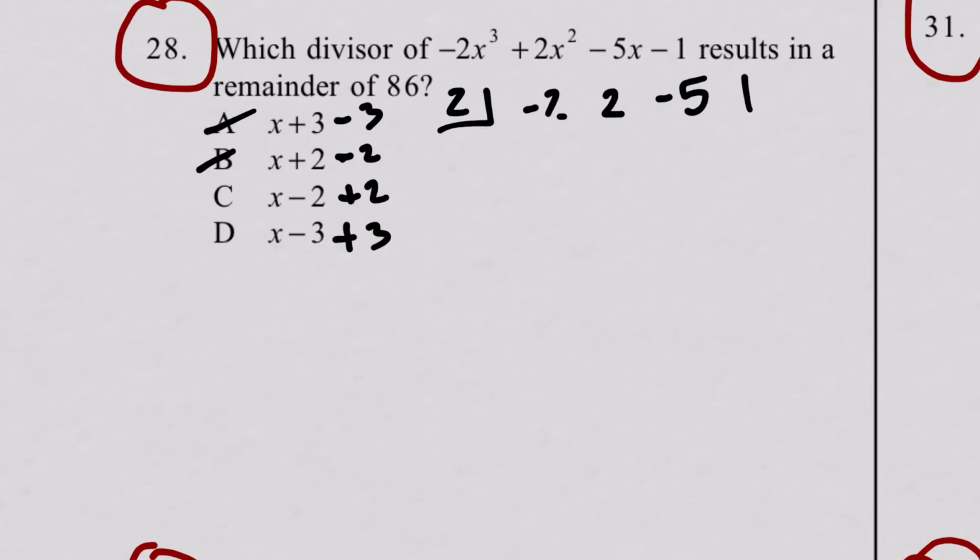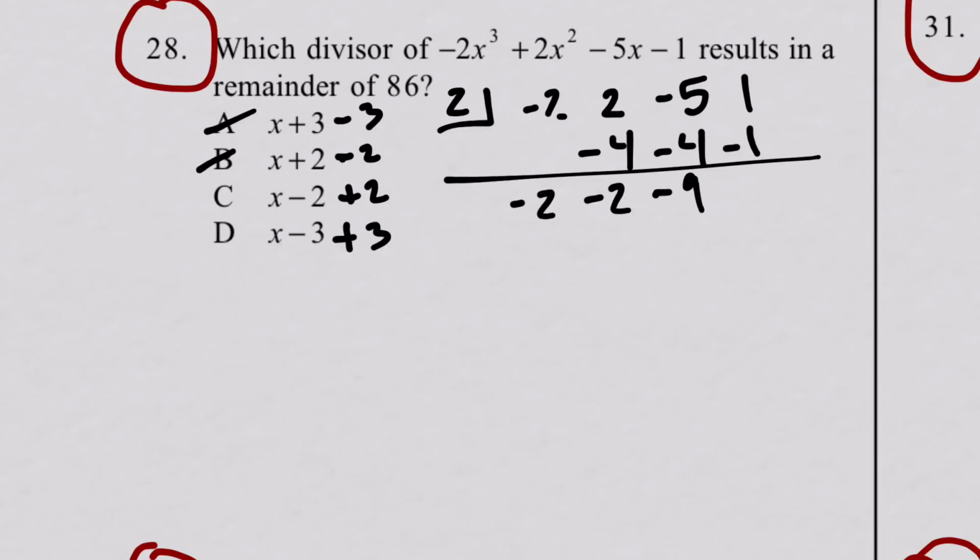Try 2. So for x minus 2, I'm trying positive 2, and then we do it again. Bring down the negative 2. 2 times negative 2 is negative 4. Negative 4 and 2 is negative 2. 2 times negative 2 is negative 4. Negative 5 and negative 4 is negative 9. 2 times negative 9 is negative 18. Negative 18 and 1 is negative 17. Didn't work. It's not C. It has to be D. But just to be safe, let's check it.